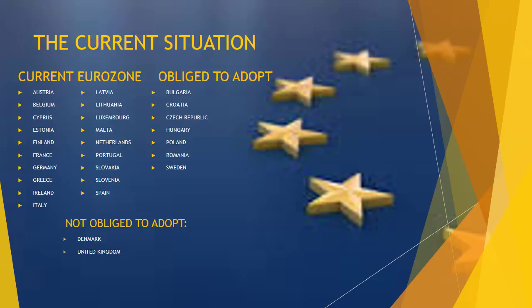So these are the current members in the eurozone and those who are obliged to adopt, mainly newer members. And as you can see, the UK and Denmark have clauses in their accession treaties that allow independence from the euro, basically because back in the time when they acceded to the European Union, there really wasn't a serious thought about the euro back in the 1970s.